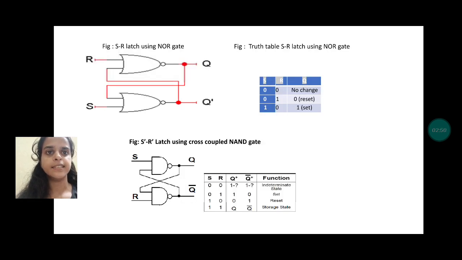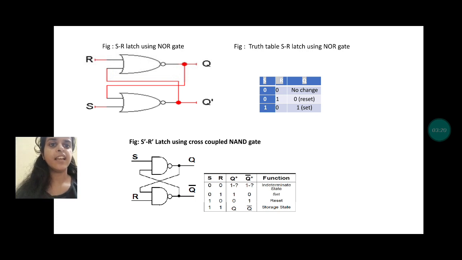And we can see the SR latch using NOR gate. The truth table of the NOR gate is: if S is 0 and R is 0, Q has no change. If S is 0 and R is 1, it is the reset operation. In the previous slide I also said that S is 0, R is 1 is a reset operation. If S is 1, R is 0, it is a set operation in the NOR gate.